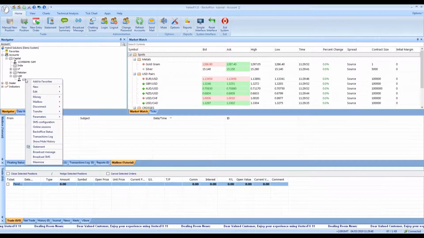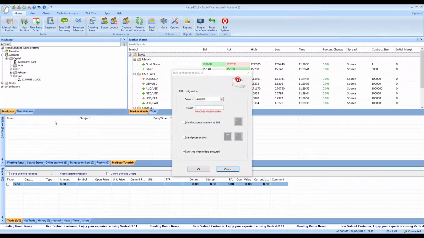No need to purchase SMS service from a third party to send account summaries, statements, or news, all built in the VertexFX 11. If you don't have SMS service, you'll have to request it from your dealing room.